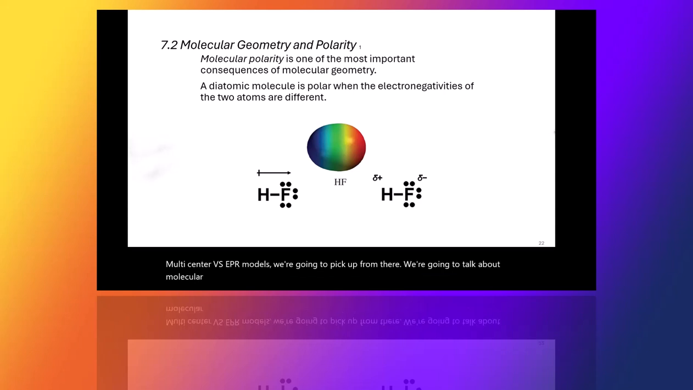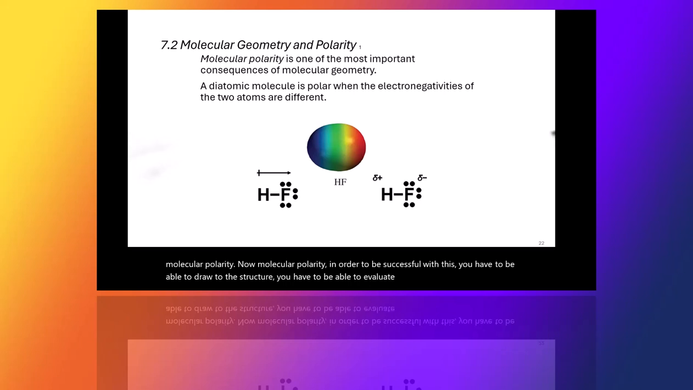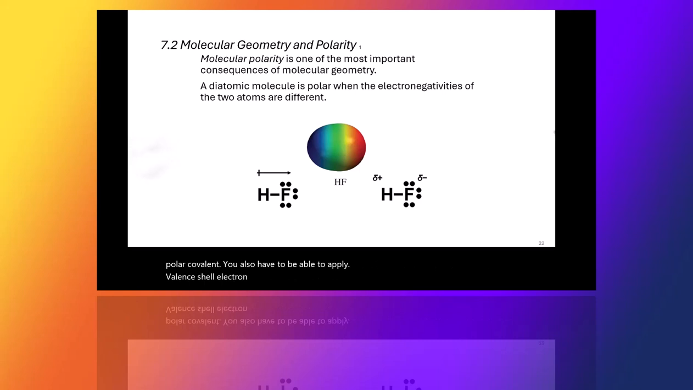Now, molecular polarity, in order to be successful at this, you have to be able to draw a Lewis structure. You have to be able to evaluate the bonds between the elements in the Lewis structure and assign whether they're nonpolar or just pure covalent or polar covalent. You also have to be able to apply valence shell electron pair repulsion theory to determine the three-dimensional geometry of the molecule. And we're going to apply all that information in determining molecular polarity.